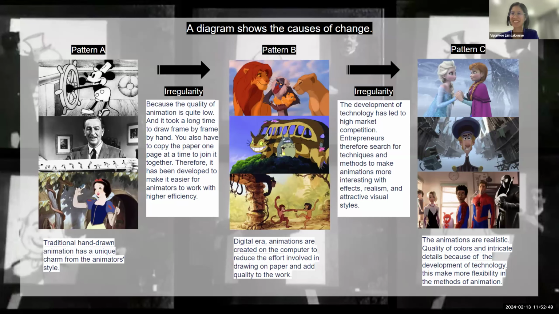Thank you. Thank you, Pimwat. And we can clearly see from her photos that there are the changes in different patterns clearly.